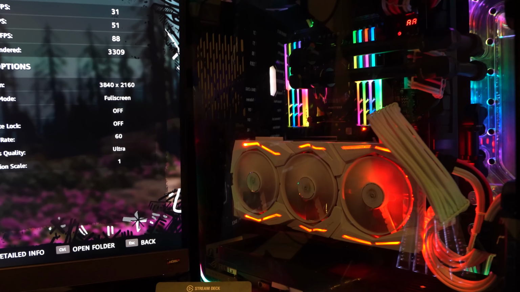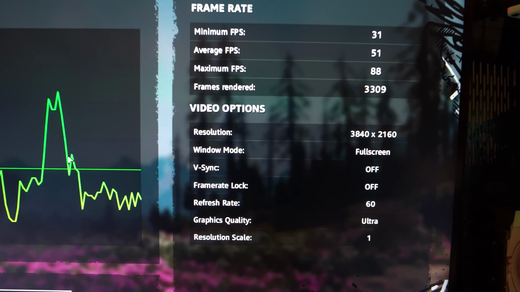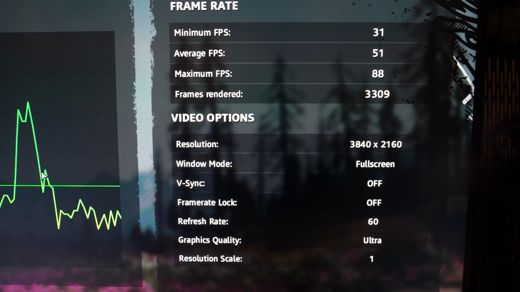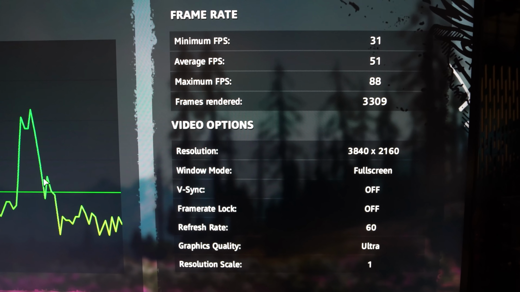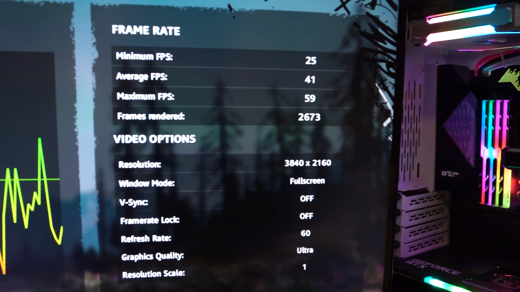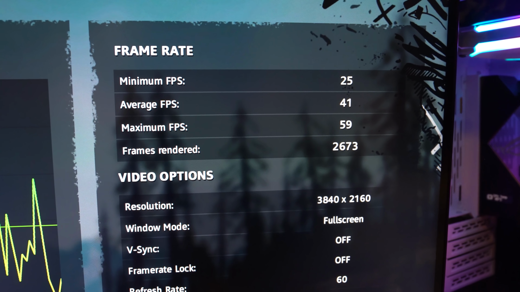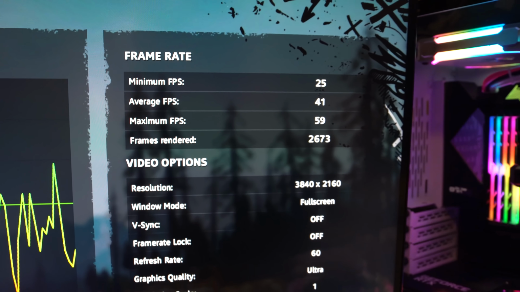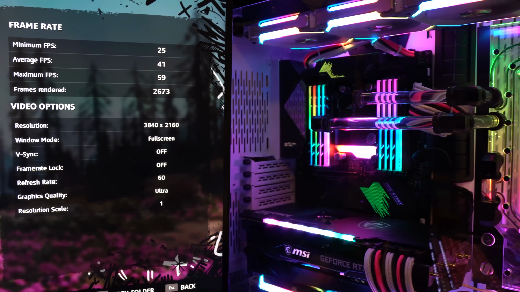Maybe the only result that bummed me out a bit was Far Cry New Dawn. We went from an average frame rate at 4K Ultra of 51 down to 41, and the most likely explanation for this is that Far Cry is CPU bound and does prefer higher clock speeds instead of the more cores offered by our 3970X.